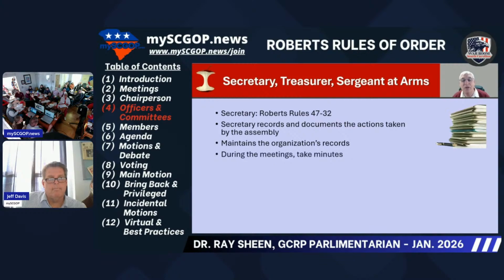With respect to meetings, the secretary creates the minutes of the meeting. These should include the attendance, the agenda, and any motions made and actions taken on those motions. The secretary can use technical tools to assist them, such as a recording device or even having an AI assistant taking the notes. But the secretary is still responsible for the accuracy of the minutes.